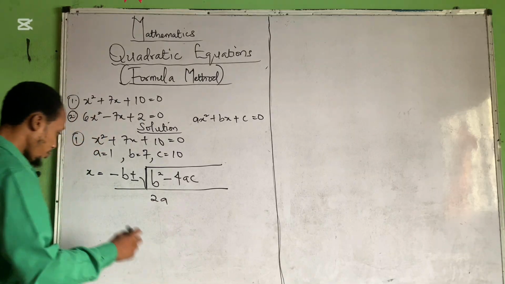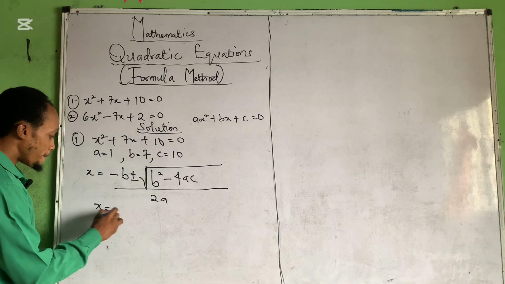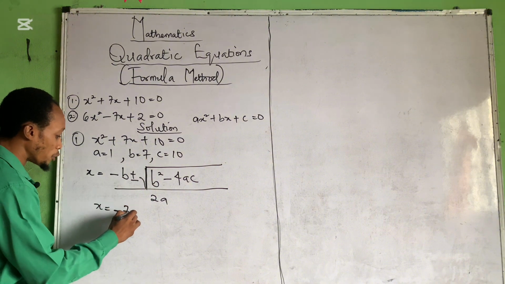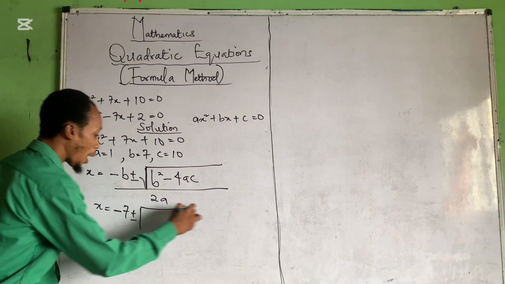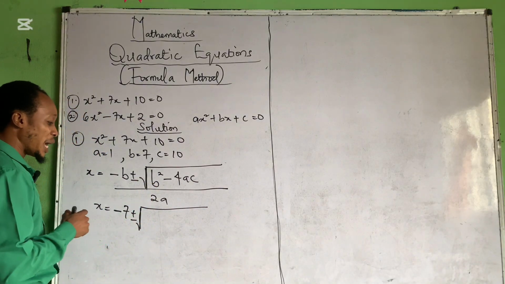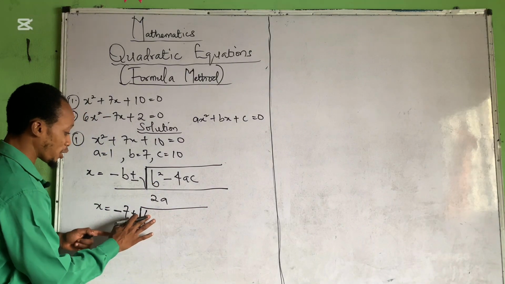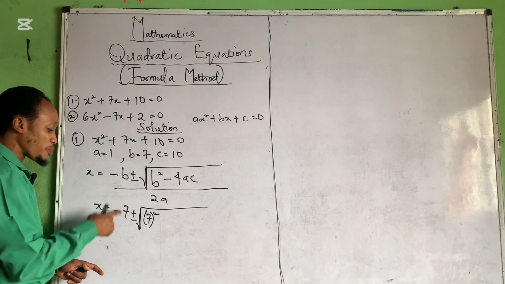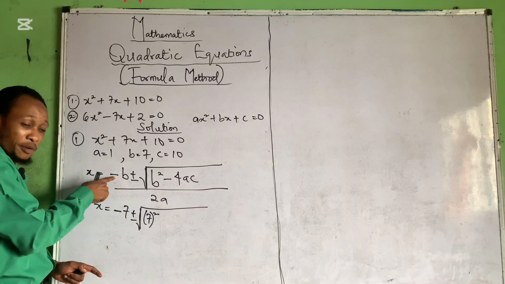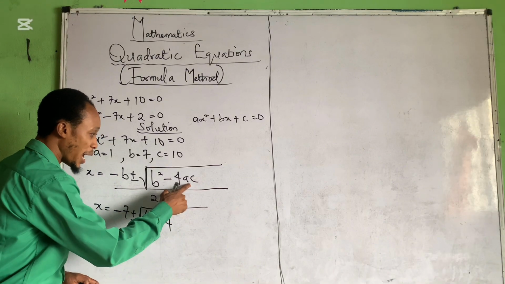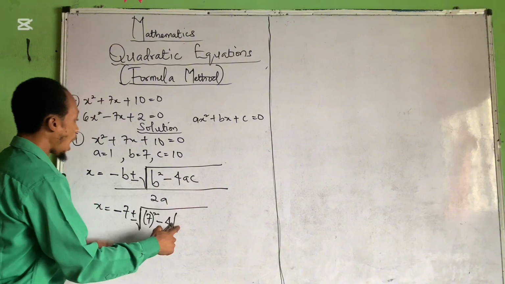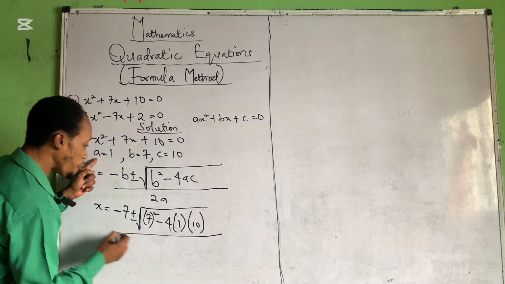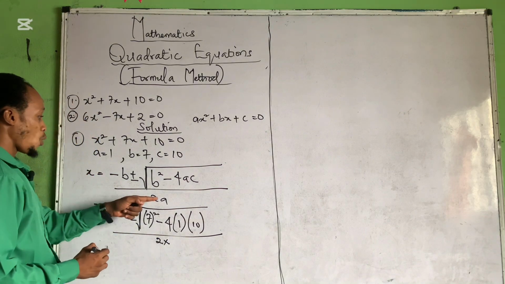Now, join with me. x equals minus, which is in the formula. Then b here is what? 7. So minus 7 plus or minus square root of, what is b here again? b is not minus, b is 7 from here, then the square. Now, the reason there's a minus here is because the formula is carrying minus. Now, minus 4, a here is what? It means 4 times a times c. And a is 1 times c is 10, over 2 times a.